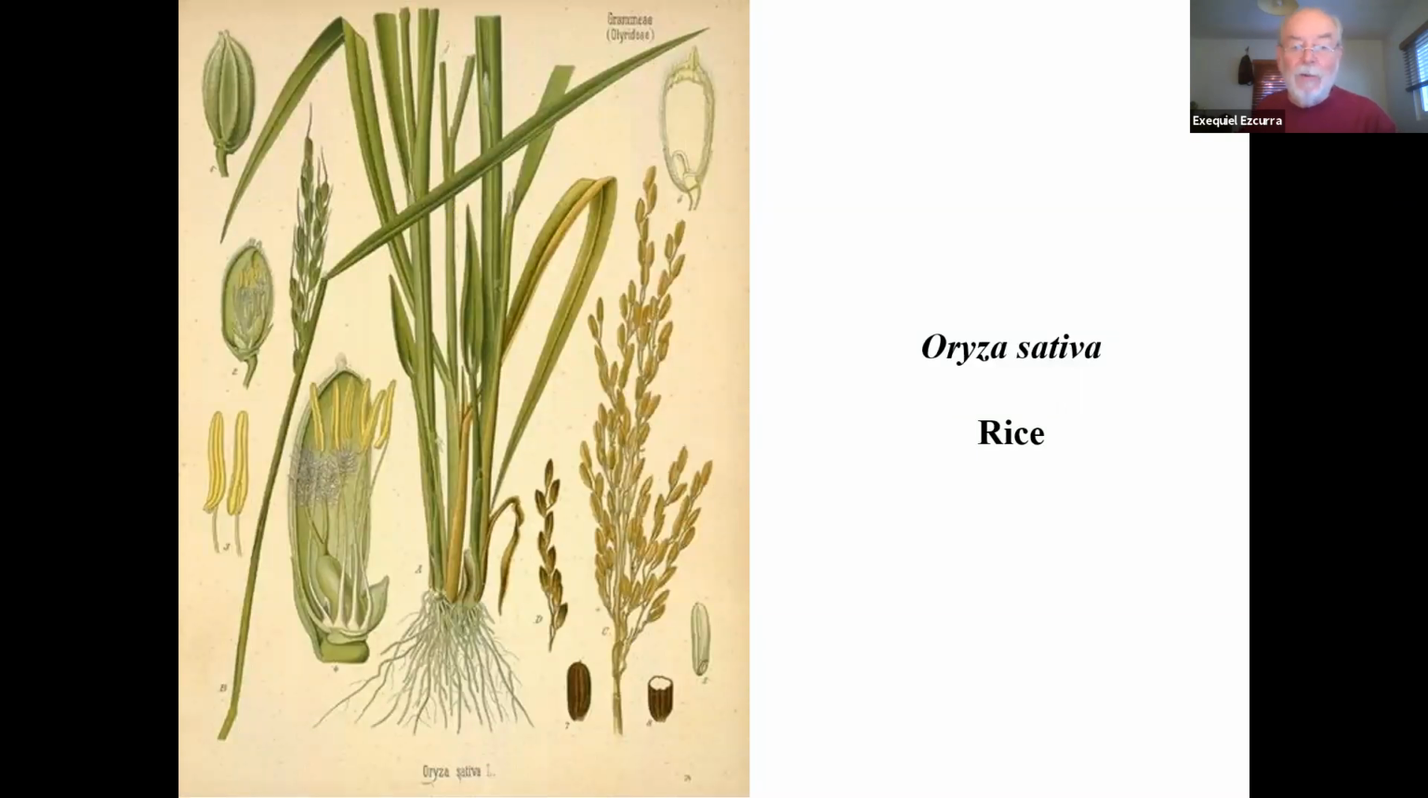Rice. Rice, as opposed to wheat, the inflorescence is a panicle. Each one of these small things is a spikelet, but the spikelets do not organize themselves into a spike, but rather into a panicle.